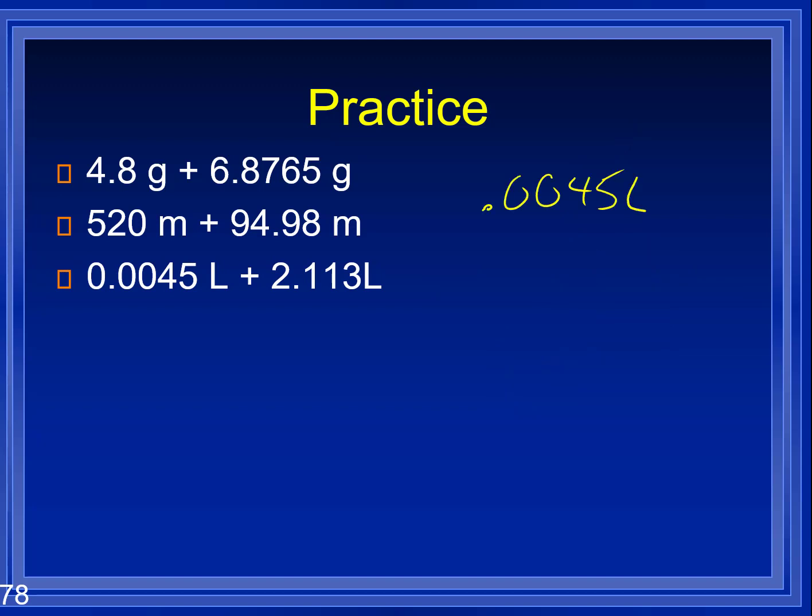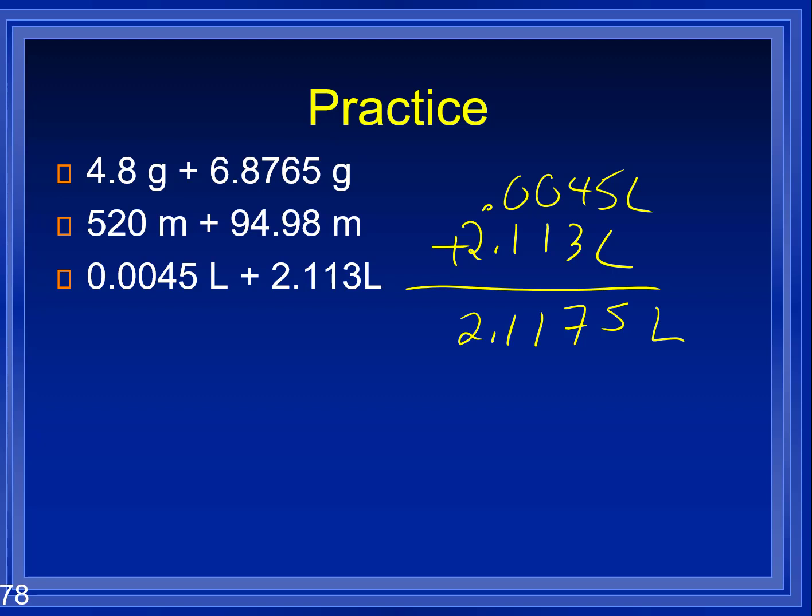0.0045 liters plus 2.113 liters. Calculator's going to give me 2.1175 liters. Check out the last sig fig. The last sig fig in 0.0045 is 5. And then 2.113, it's the 3. Which one of those is furthest to the left?